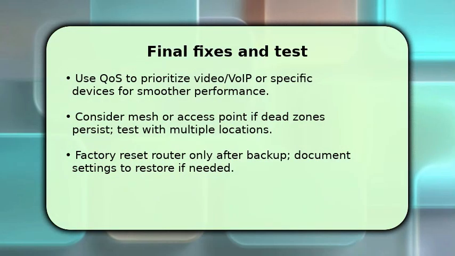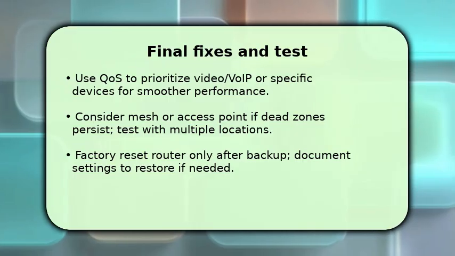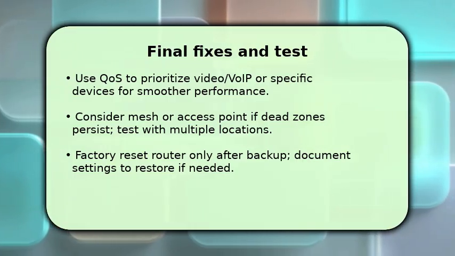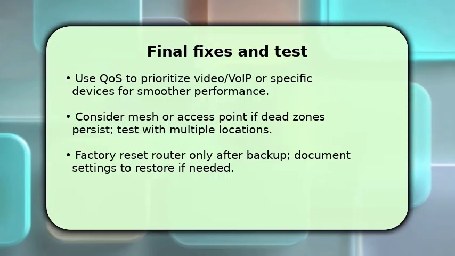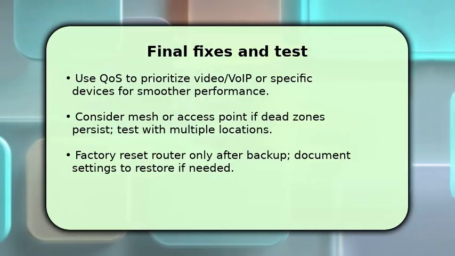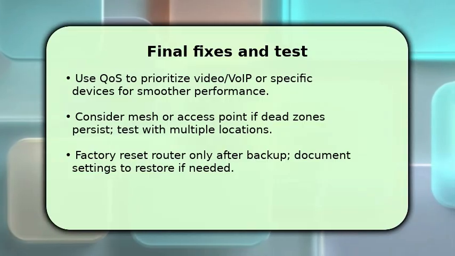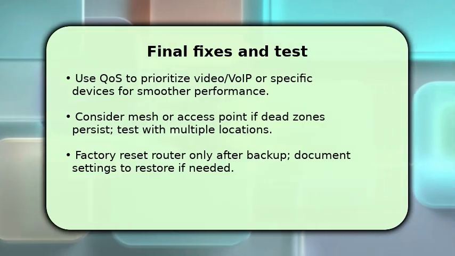Enable CoS and prioritize latency-sensitive traffic like video calls or a gaming console. This ensures responsiveness even when others stream. If coverage gaps remain, add an access point or mesh node and place it where signal drops.